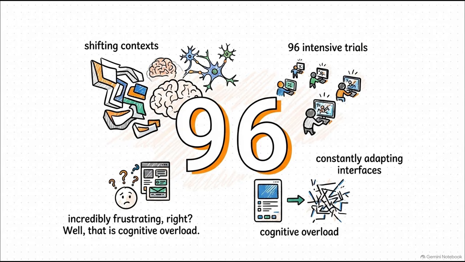Think about it for a second. Have you ever opened an app you use every day, only to find the layout has completely changed without any warning? It's incredibly frustrating, right? Well, that is cognitive overload. If an app changes too much or too unexpectedly based on context, it can actually overload a user's cognitive capacity, making the app way harder to use, not easier.